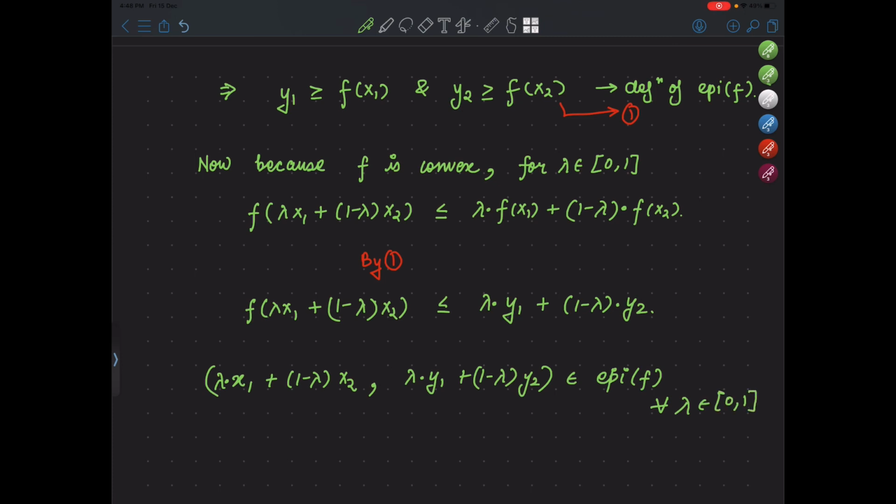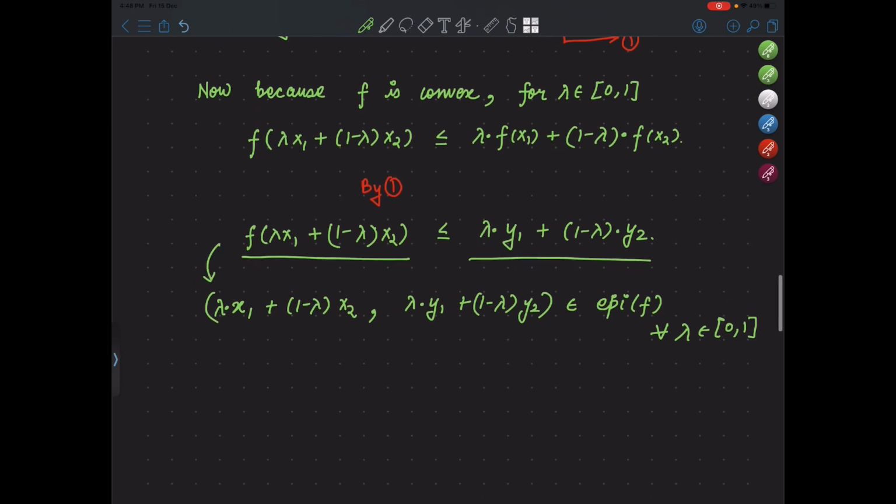Why is that? Because you can see that all the points for which the function value is less than those values, this is the definition of epigraph itself, right? So by this we can say that this belongs to the epigraph of f. And if you look at this, lambda x1 plus (1 minus lambda) x2 and lambda y1 plus (1 minus lambda) y2 is actually a line segment. So if lambda goes from 0 to 1, this represents a line segment from (x1, y1) to (x2, y2).